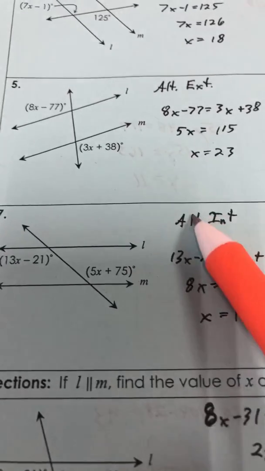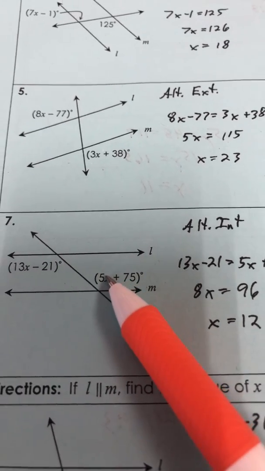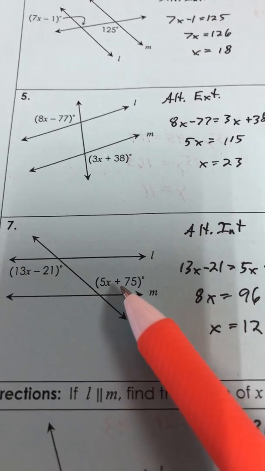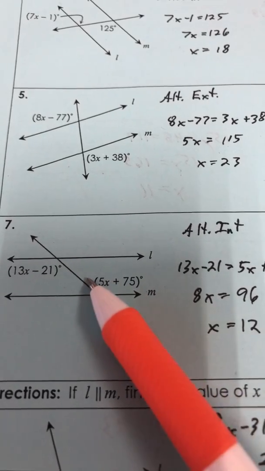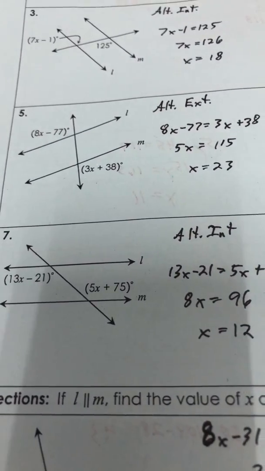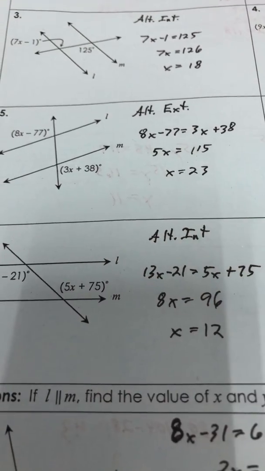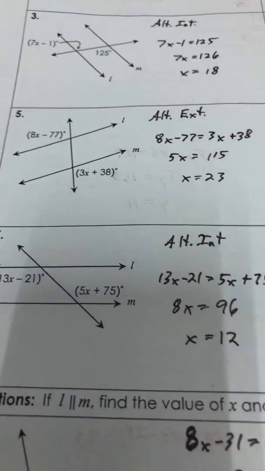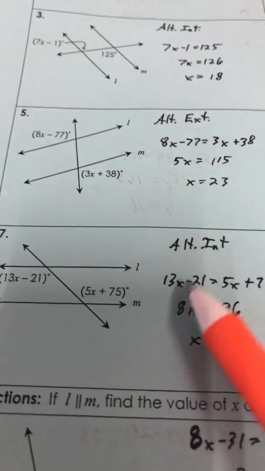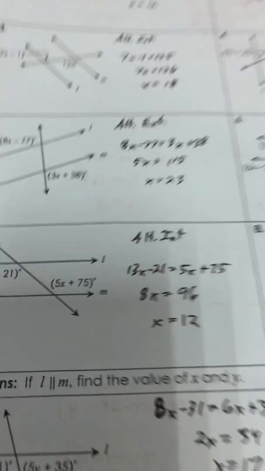And number 7, I have alternate interior again. These are both the obtuse angles, so if you're getting an answer that's less than 90, you're doing something wrong. So you could see it's obtuse, it's greater than 90. When you plug this number back into the equation, if you want to check these, you could check if you're getting obtuse or acute angles. So anyways, I set these equal to each other, solve for X, and I get 12.